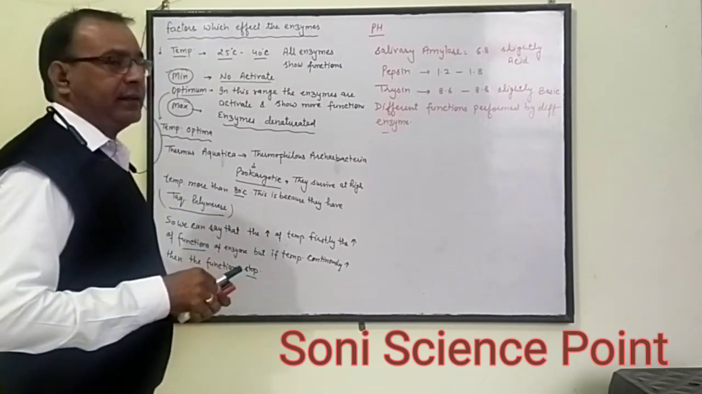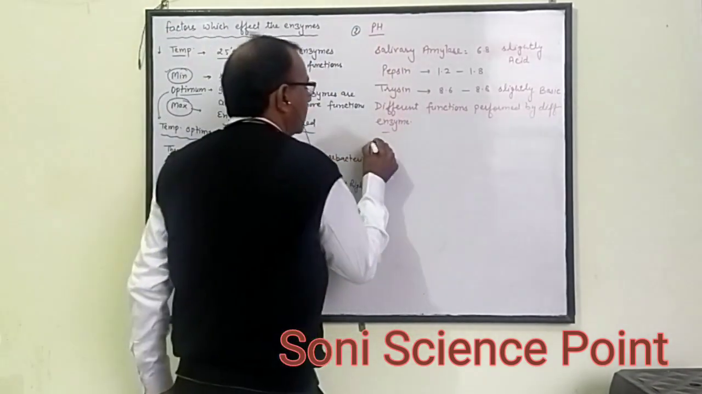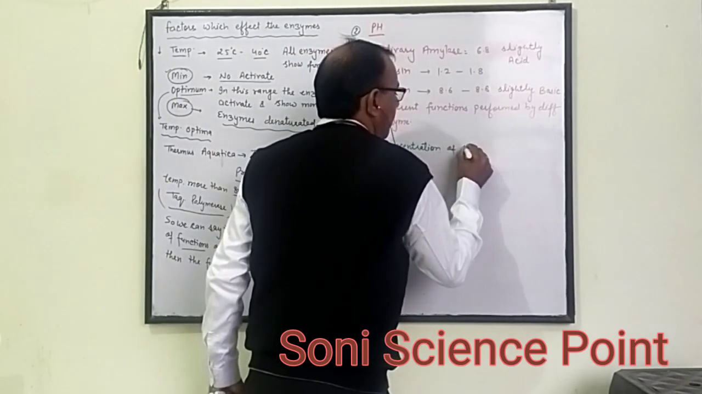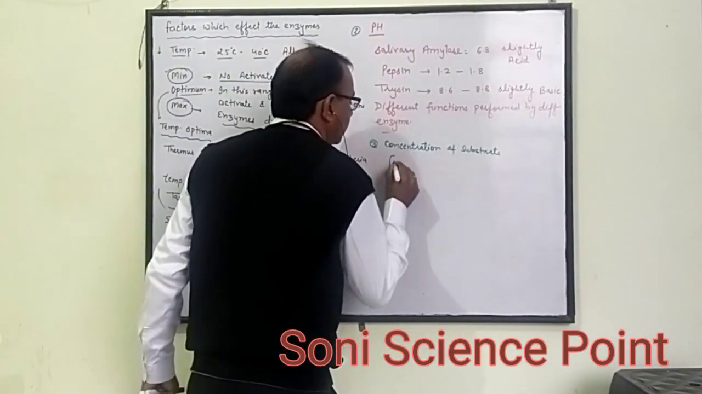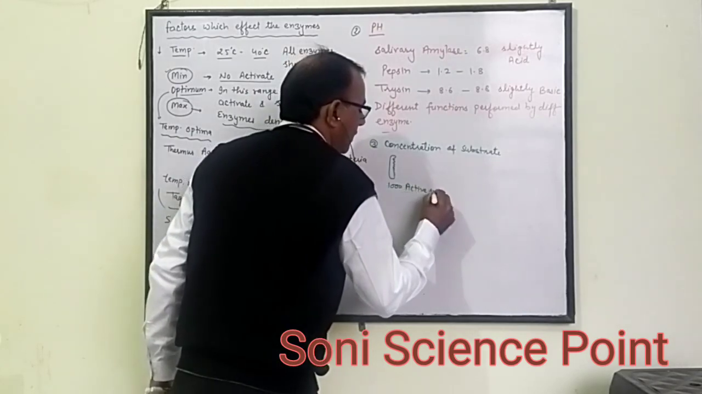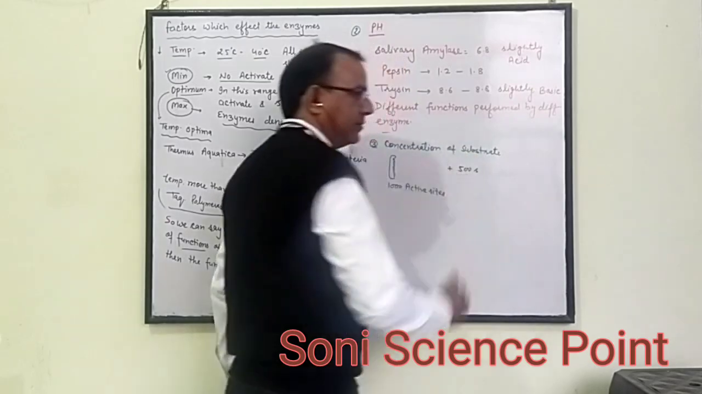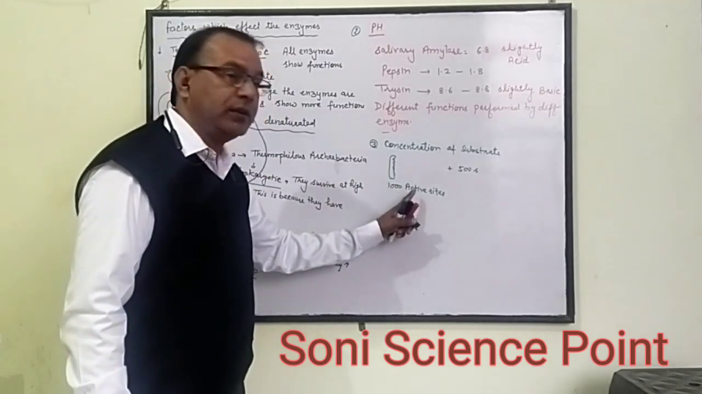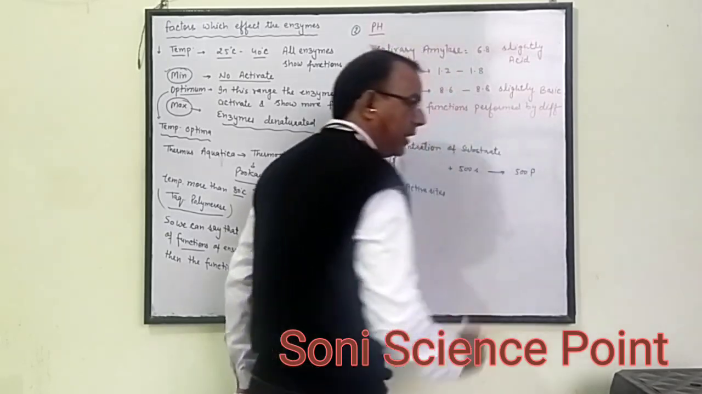Clear? And the next factor is concentration of substrate. First one is temperature, second is pH, and third one is concentration of substrate. Suppose we have an enzyme, and it may contain 1000 active sites, and we have only 500 substrates. All the 500 substrates attach to the active sites, because there are 1000 active sites on the enzyme. So all substrates may combine and 500 products will be produced.